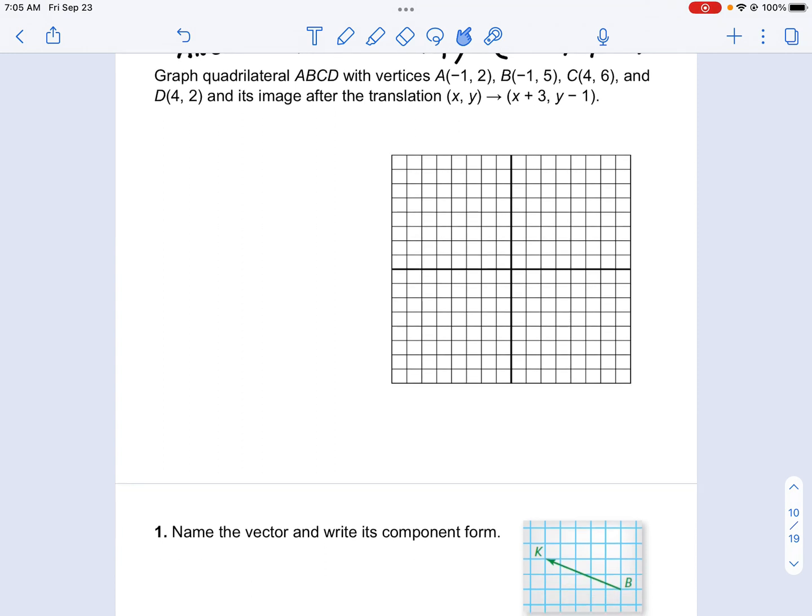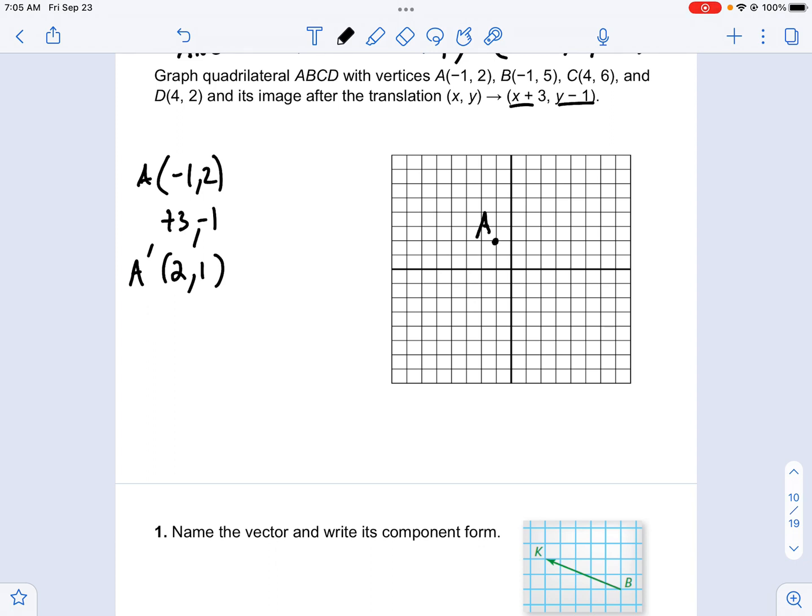All right. Again, it's kind of the same process here. We've got A, negative 1, 2. We're going to add 3 and subtract 1, and it's been moved once, so that's A prime. Negative 1, 2 becomes 2, 1. A prime. We've got B, which is negative 1, 5. We're going to add 3, subtract 1.